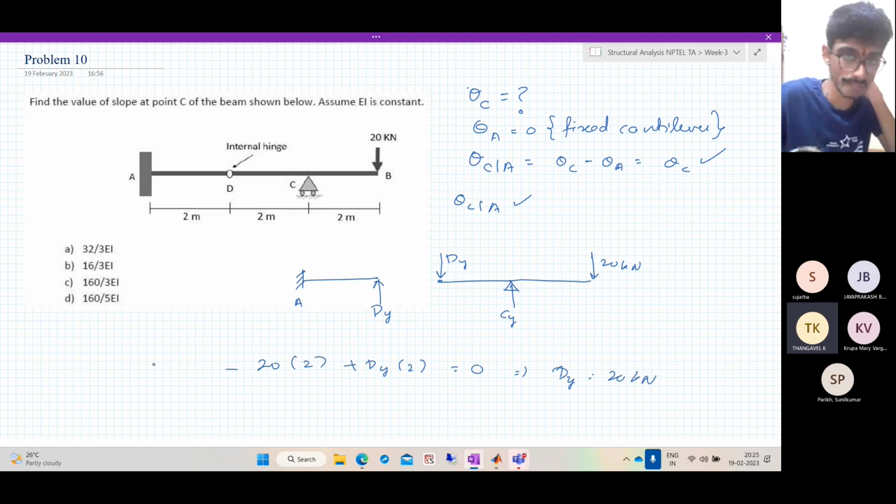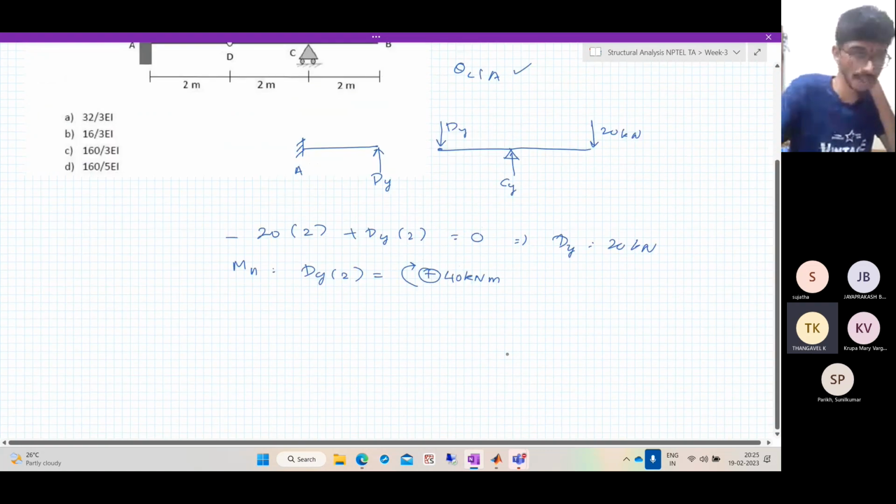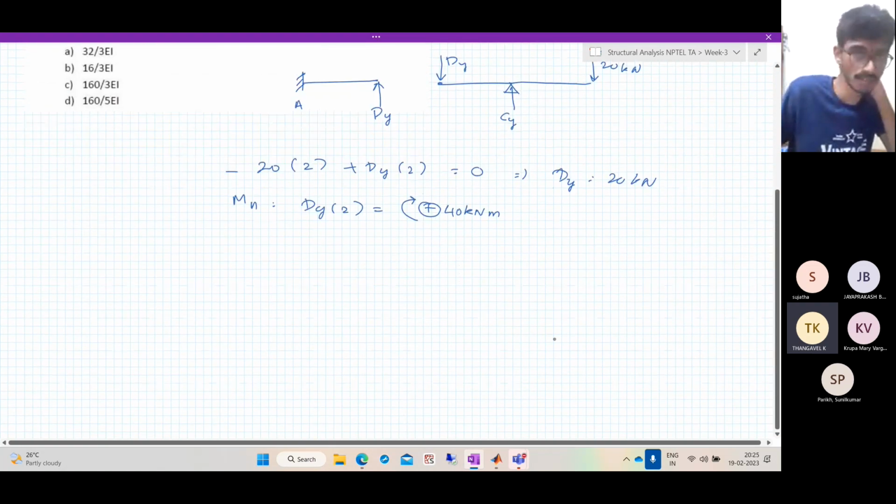So the moment at A, right? Moment at A is Dy into 2, which is positive. So it is a sagging moment, 40 kilonewton meter. So it is simple. Now if we sketch the bending moment diagram, it is very simple.